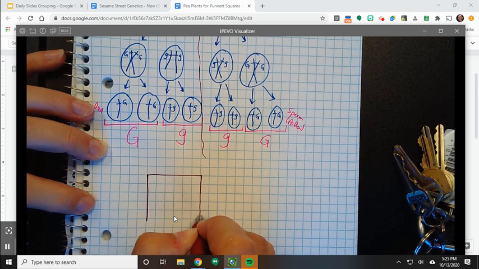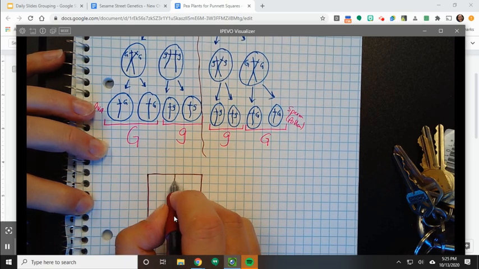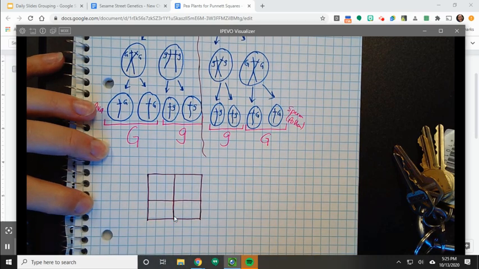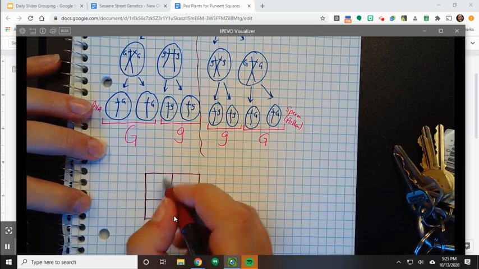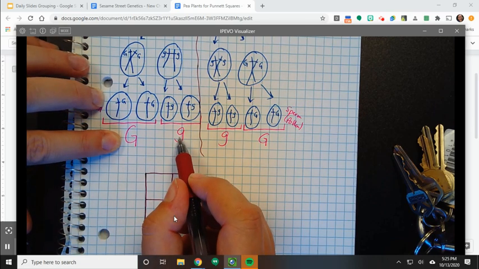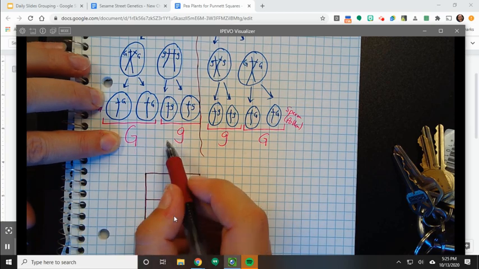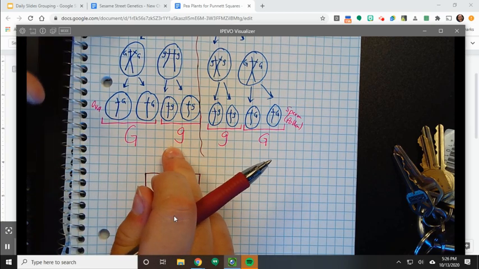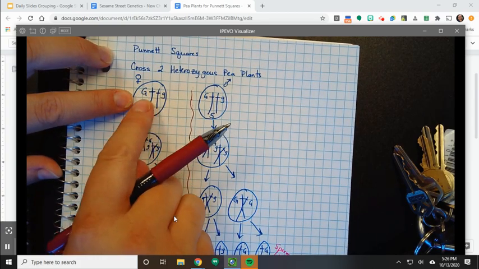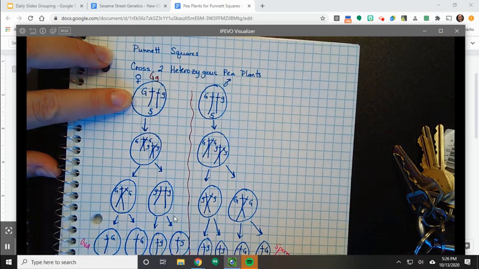So I'm just going to draw a little square here in my notebook. And then I'm going to cut that square into fourths. That's a little bit off there, but that's close enough. And then I'm going to take the two possible alleles that the mom can pass on. And I can either get that from going through this whole process here, or I can just look at what her genotype is, because her genotype is heterozygous.